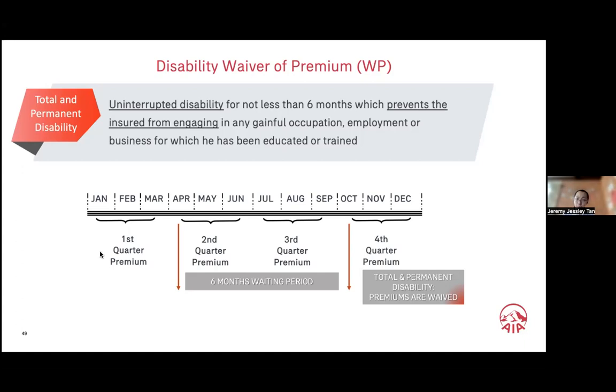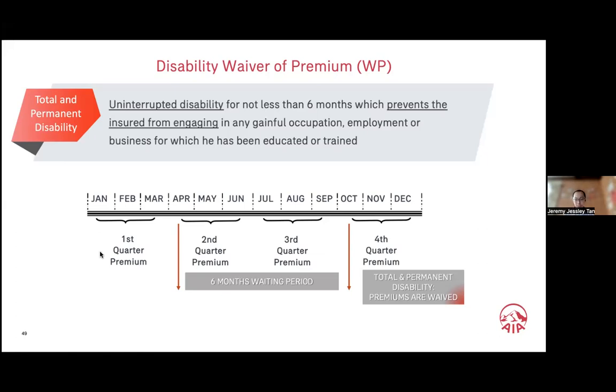And assuming ganun nga nangyari, you've had an uninterrupted disability for 6 months. So, nagbayad ka second quarter, third quarter, nagbayad ka rin. On the fourth quarter, your premiums are waived. Now, of course, we will file this, meaning we have to show proof that you were disabled, you got into an accident, it was uninterrupted disability, nangyari yun.